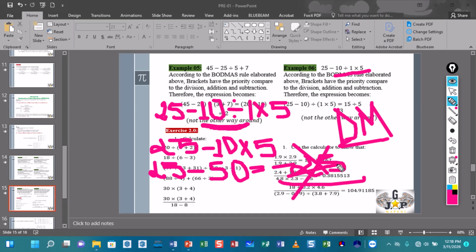It's true, but not right. Yes, it's true, but not right. Yeah. Like it or not, it's minus 25, because we obey the rule of BODMAS.